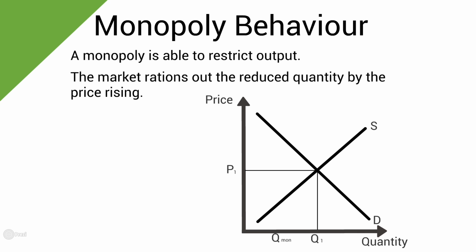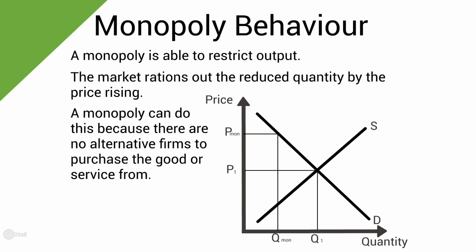The market rations out this reduced quantity by the price rising. So at a quantity of Q monopoly, we go from that quantity up to the demand curve and we see that the price with this level of output, Q monopoly, will be P monopoly, which is much higher than P1.